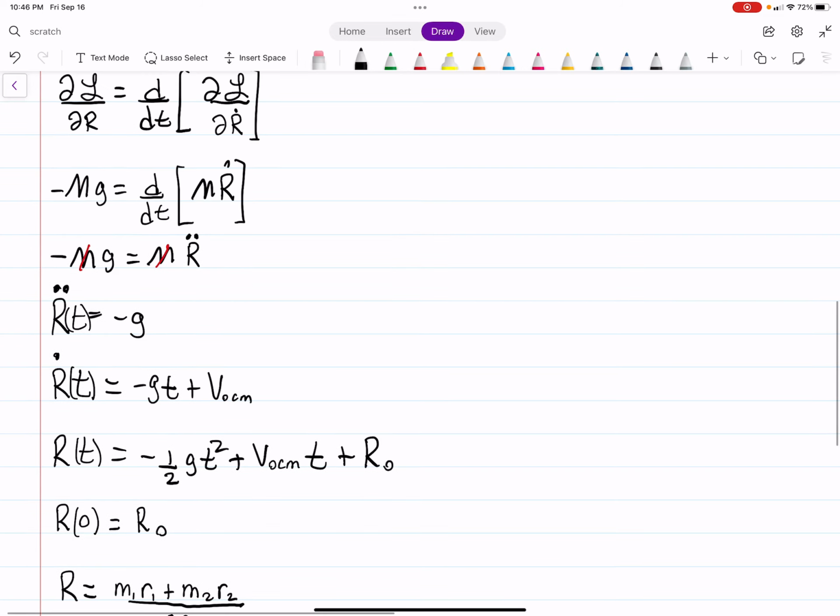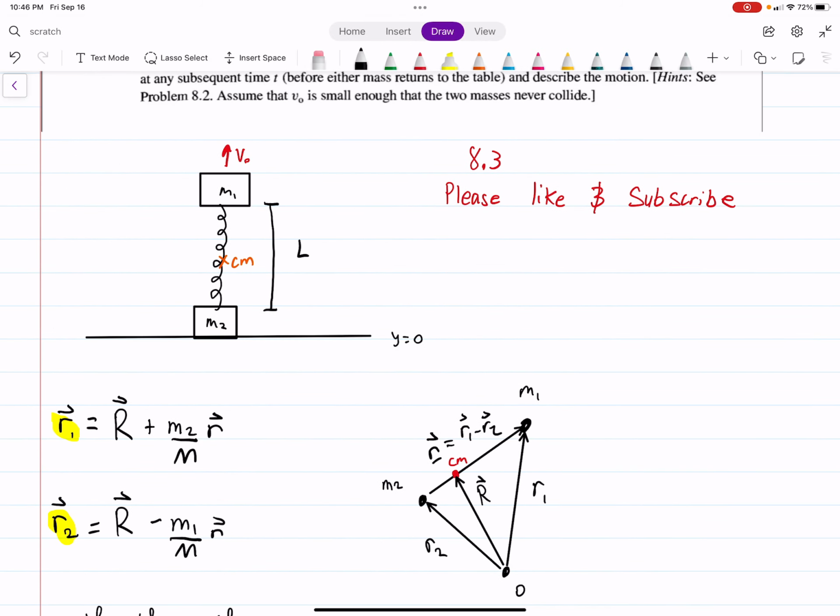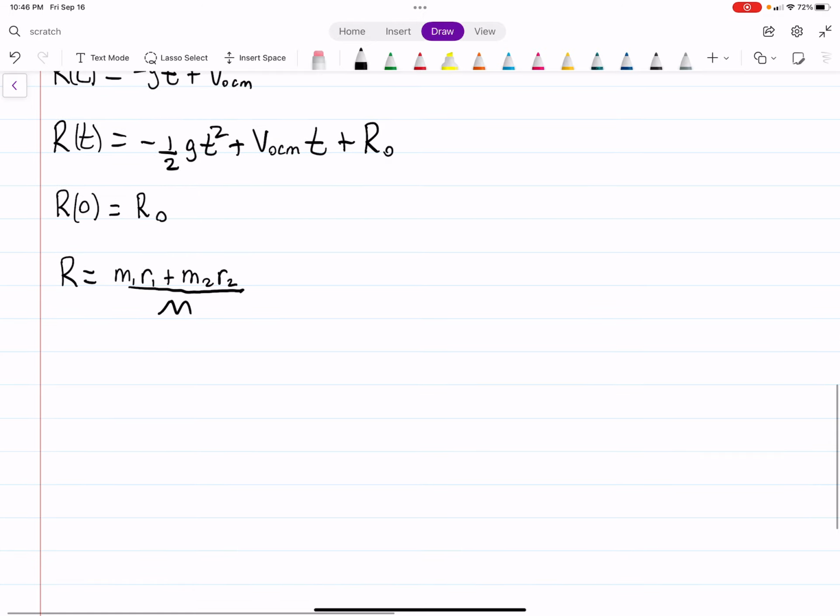And that's the definition of center of mass. And the way that I define my coordinate system here, with y0 being where mass 2 is, this is just 0 because r2 is at the origin. So r naught is going to be just m1 L over big M. And remember, r1 is a height L above. So r1, the distance from the origin to mass 1, is just L. So, okay, one of those constants that we didn't really know, we now know what it is.